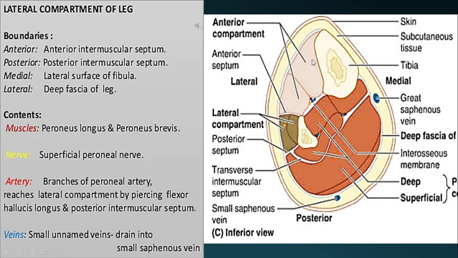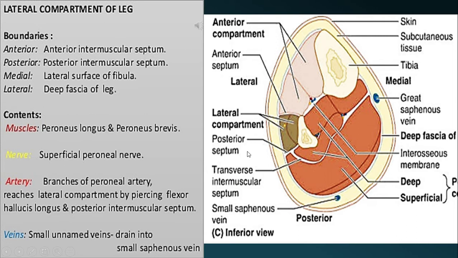This is the anterior compartment, and this is the lateral compartment, which is the smallest one, and then the largest one is the posterior compartment, which is again divided into two parts, superficial and deep part, by this transverse intermuscular septum.